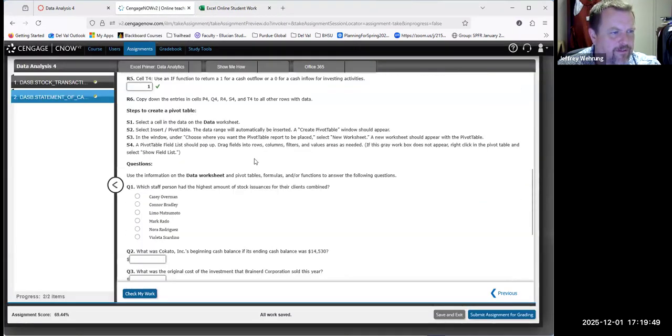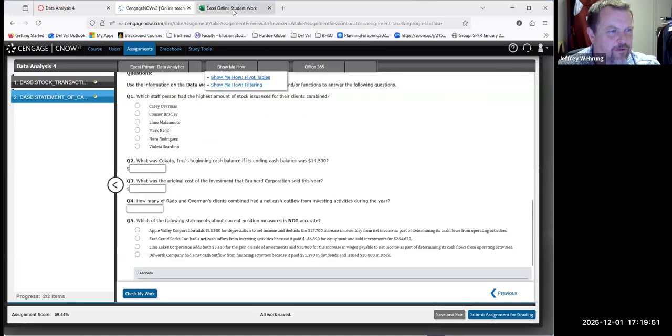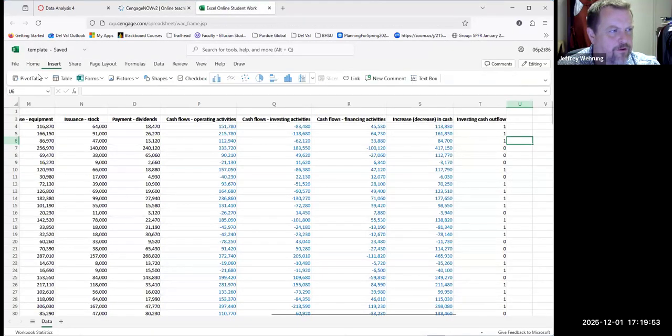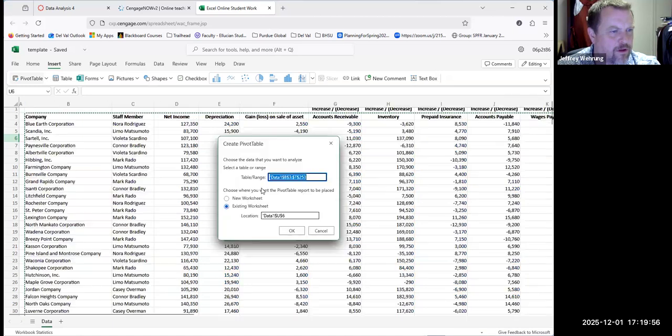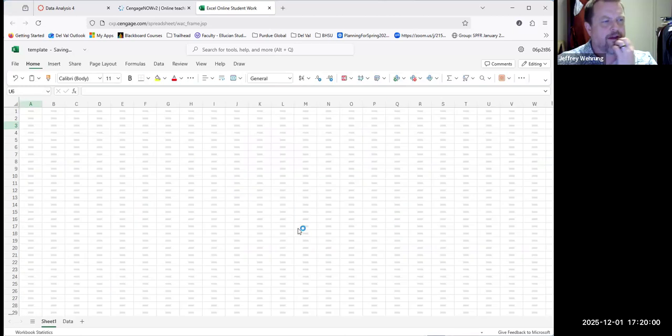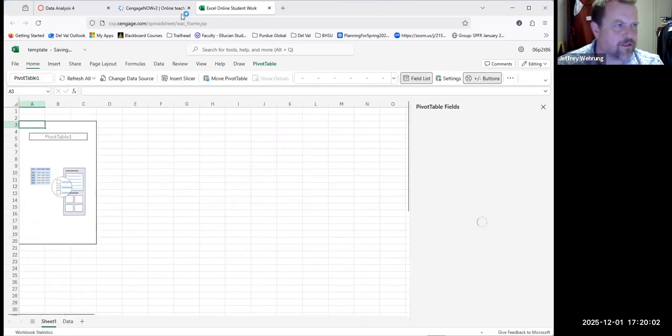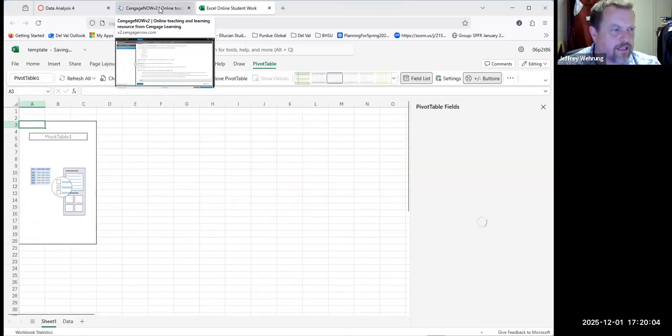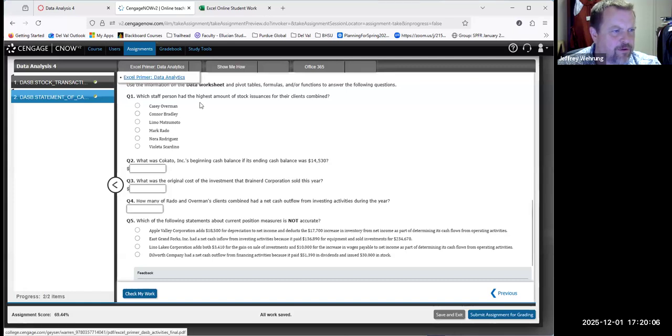Q1. Oh, now I have to create my pivot table. Oh, we love creating pivot tables. Okay, so insert a pivot table. Oh, look at this. Okay. I always do a new tab, just makes it nice and clean. Okay. Which staff person had the highest amount of stock issuances for their clients combined?